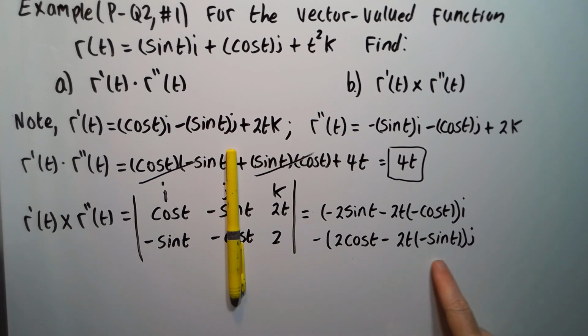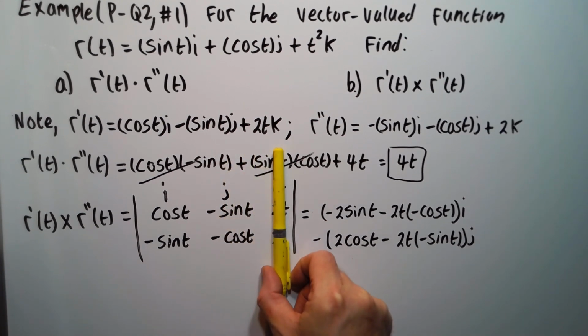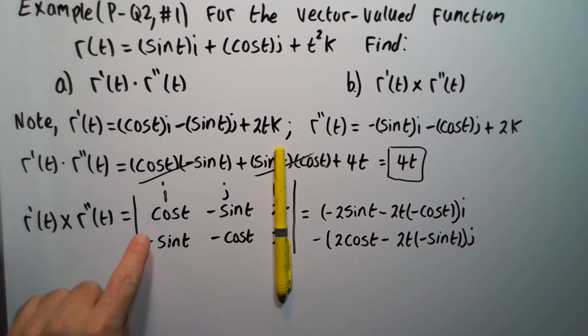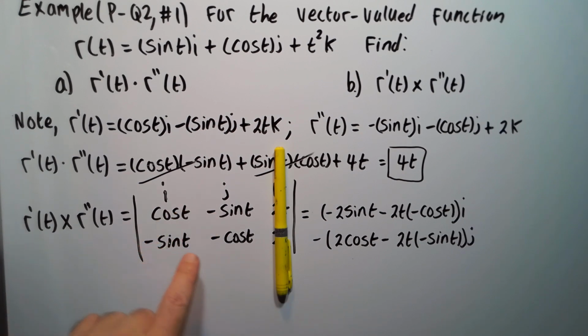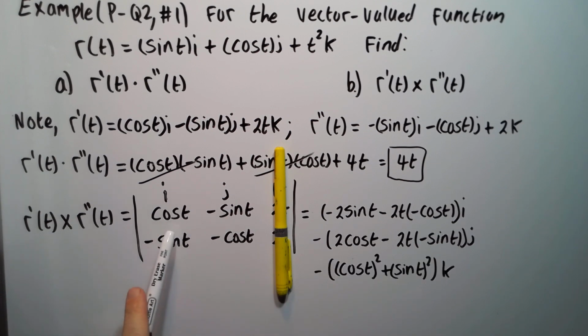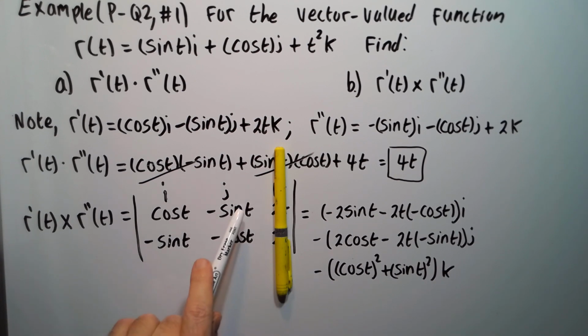So we get this then. Okay, so lastly, let's do our k component. So it'll be cosine times minus cosine, then minus sine times minus sine. Let me write that here. Okay, so doing that one, cosine times minus cosine is minus cosine squared, and this will be minus sine squared, because you go minus this way.